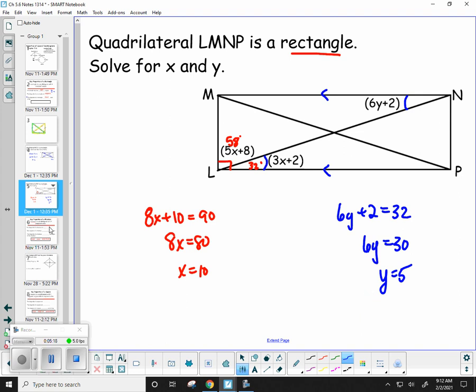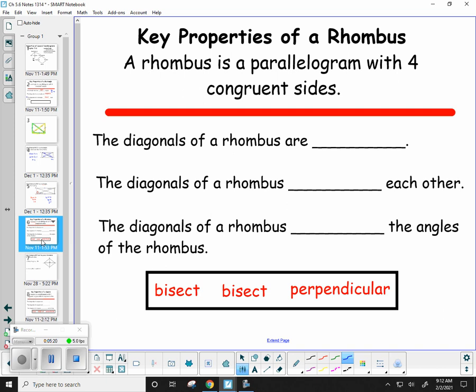All right, so now let's explore the properties of a rhombus. A rhombus is a parallelogram with 4 congruent sides. So it's still a parallelogram, still has all those properties, but we also have 4 congruent sides. We're going to talk about all these and then we're going to kind of prove them.